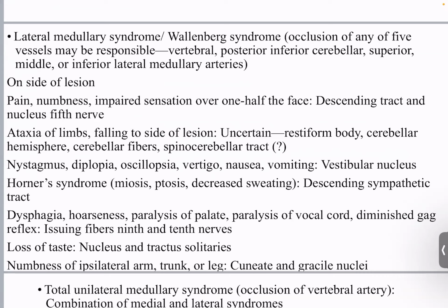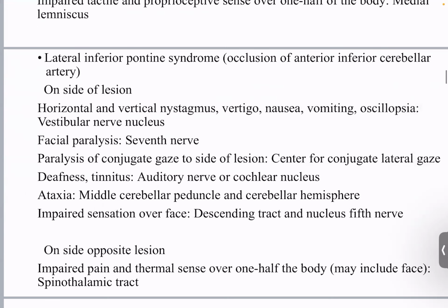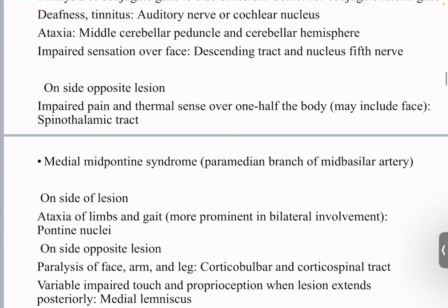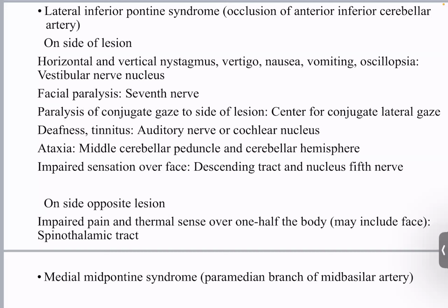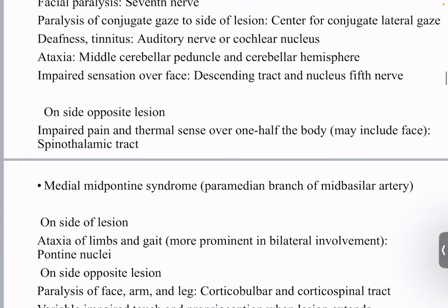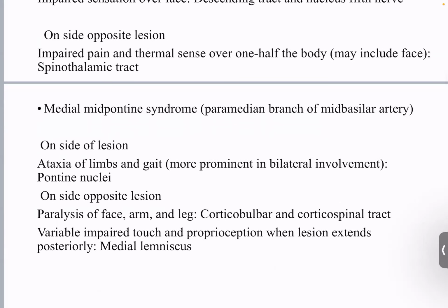For pontine syndrome, remember 9, 10, 11, and 12 cranial nerves will not be there. We'll be having 5, 6, 7, and 8. So in medial pontine syndrome, the sixth nerve nucleus will be affected. So there may be diplopia plus contralateral weakness. Whereas in a lateral pontine syndrome, there will be involvement of the seventh nerve. So there will be facial palsy with contralateral hemianesthesia.